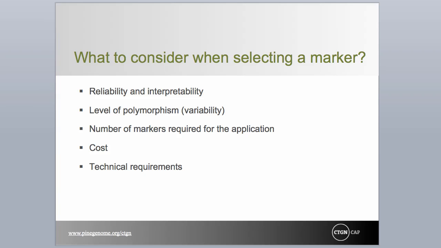Namely, what is the cost of an individual data point? That is, one marker for one individual, how many markers are needed for the application, and how many individuals need to be genotyped.